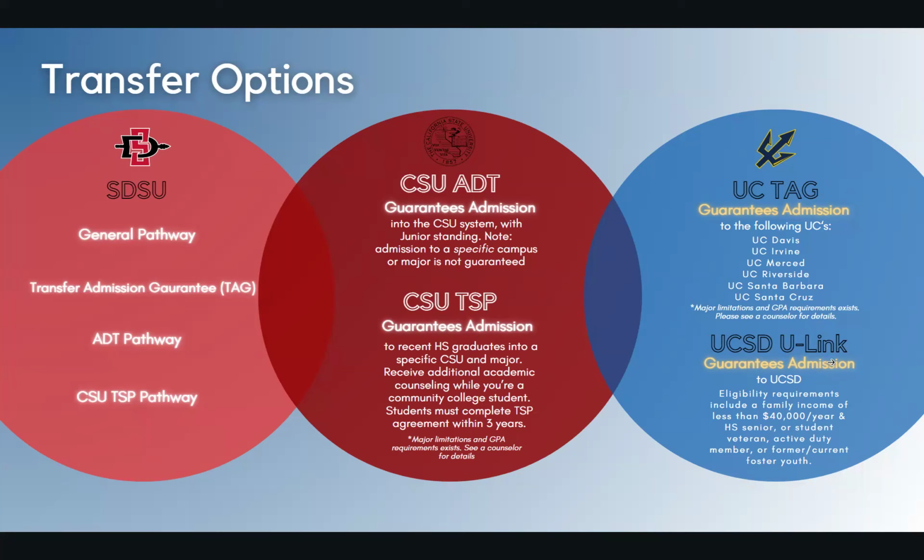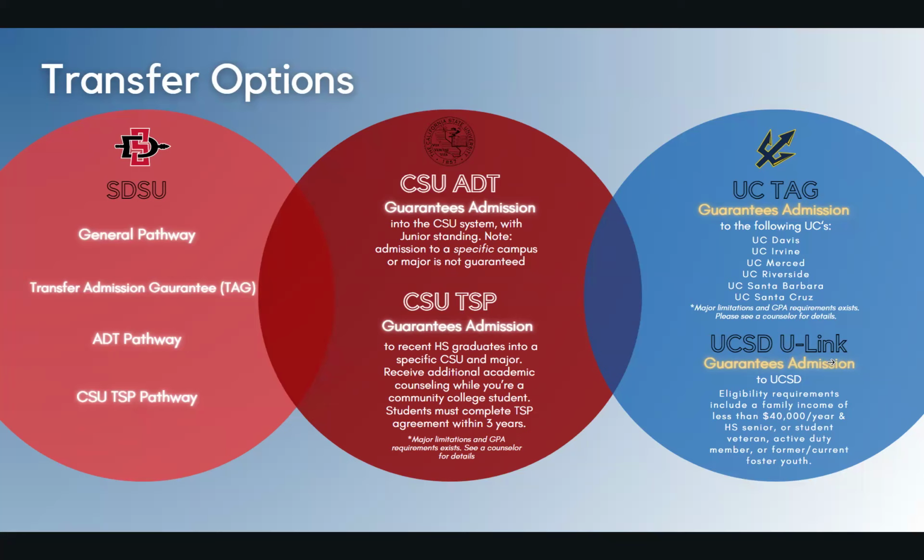You must have a proven family income of less than $40,000 a year and identify with one of the following groups: either a high school senior or a student veteran or active duty member, or be a former or current foster youth. You can also apply to UCSD and other UCs as a regular transfer student if you do not meet this criteria. Students do not have to participate in a TAG agreement to be considered for admission.